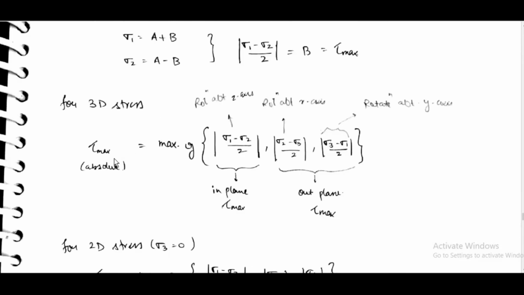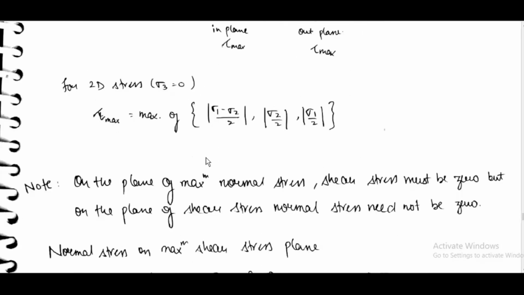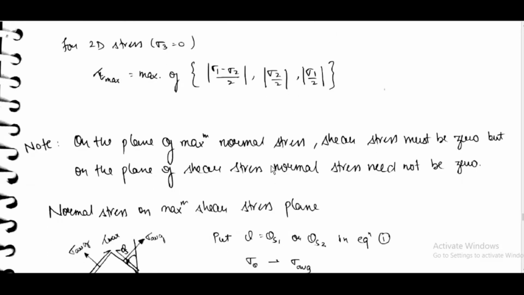For 3D stress, absolute tau max is equal to the maximum of mod of sigma 1 minus sigma 2 by 2, mod of sigma 2 minus sigma 3 by 2, and mod of sigma 3 minus sigma 1 by 2. Sigma 1 minus sigma 2 by 2 is the in-plane tau max; this is rotation about the z axis, rotation about the x axis, and this is rotation about the y axis. These two are out-of-plane tau max. For 2D stress, sigma 3 is equal to 0, so tau max is the maximum of mod of sigma 1 minus sigma 2 by 2, mod of sigma 2 by 2, and mod of sigma 1 by 2.